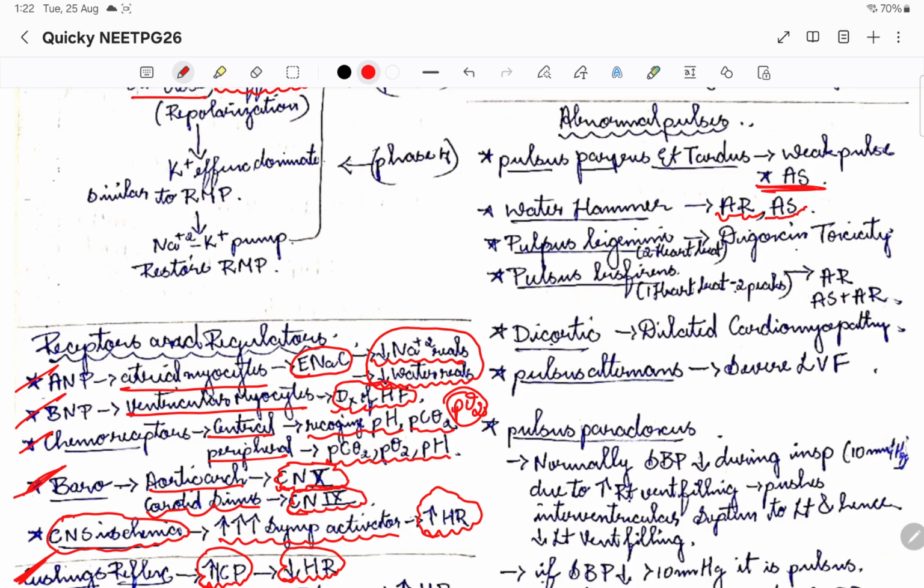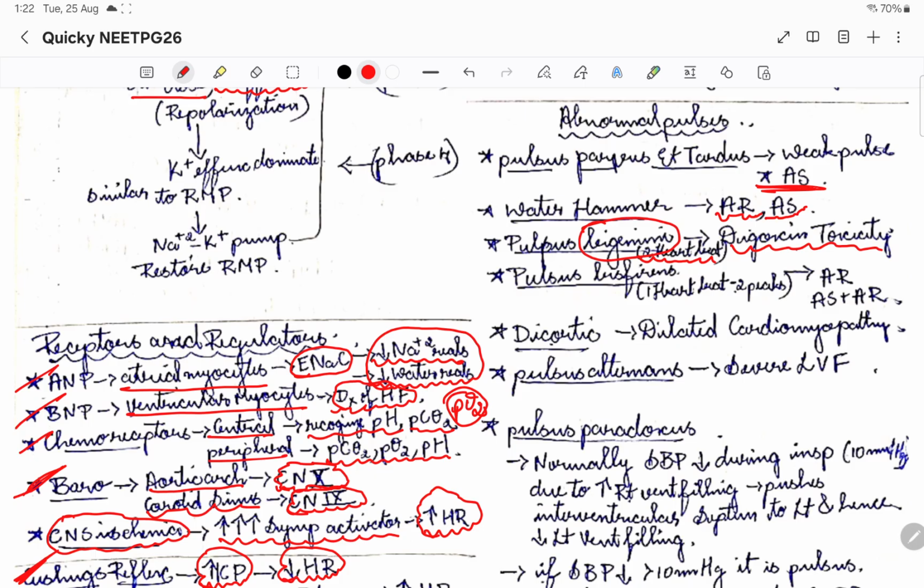Coming to pulsus bigeminus, meaning there are two heartbeats. It is seen in digoxin toxicity. Digoxin is what we give when there is a heart problem, when the heart is not able to beat properly, and we give digoxin to tell the heart to beat properly. If there is toxicity, too much digoxin, it causes two heartbeats. At one single action potential itself there will be two heartbeats. That is why the name pulsus bigeminus.